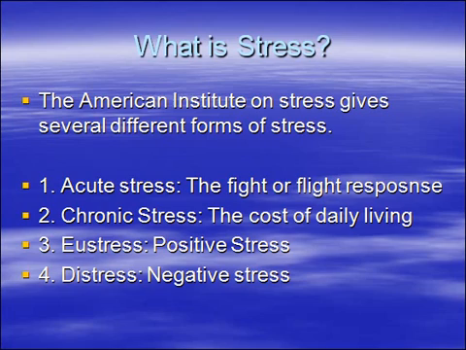The American Institute on Stress gives several different forms of stress. 1. Acute stress, the fight or flight response. 2. Chronic stress, the cost of daily living. 3. Eustress, which is positive stress. 4. Distress, which is negative stress.